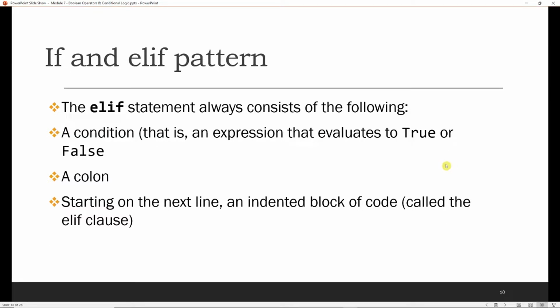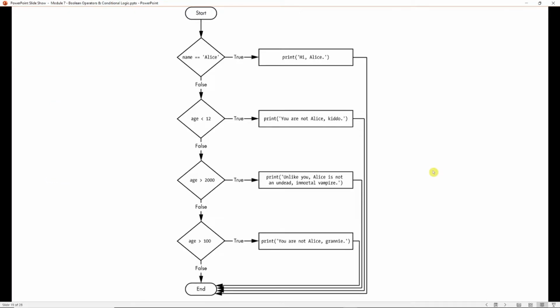Finally, we also have our case statement, so the if and elif pattern, where we can lead decision into decision into decision until we get to a default. We have an initial condition, an expression that evaluates to true or false, another colon, and then an indented block of code. Here's an example of a case statement where we start this first decision with if name is equal to Alice, then we print hi Alice. Elif, on the false branch, age is less than 12, then we print you are not Alice, kiddo.